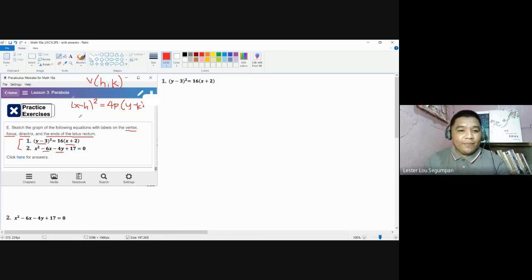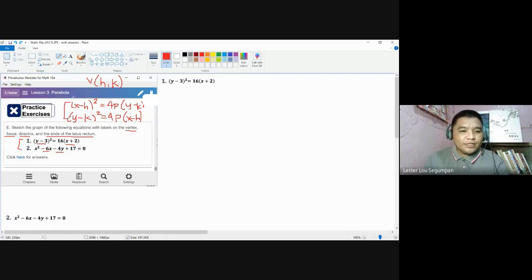This is just for the first form. The second form is when we revert the variables. Instead of x minus h being squared, we have y minus k squared, and then you have 4p times x minus h. Take note that x and h will always go together since h is the x coordinate of the vertex, and y will always be with k because k is the y coordinate of the vertex. So do not say y minus h here and x minus k. That would be incorrect. So again, these are the correct two forms.